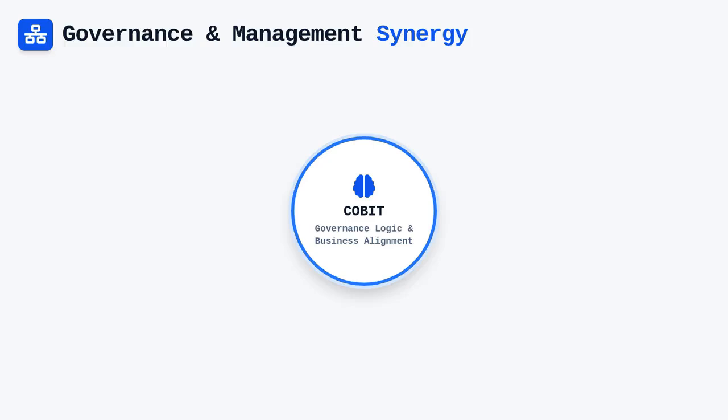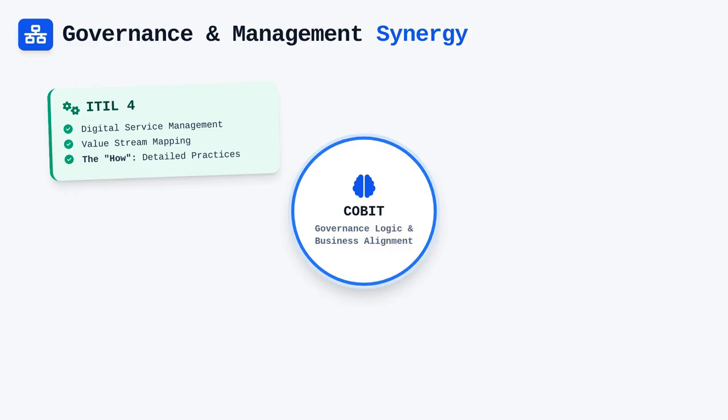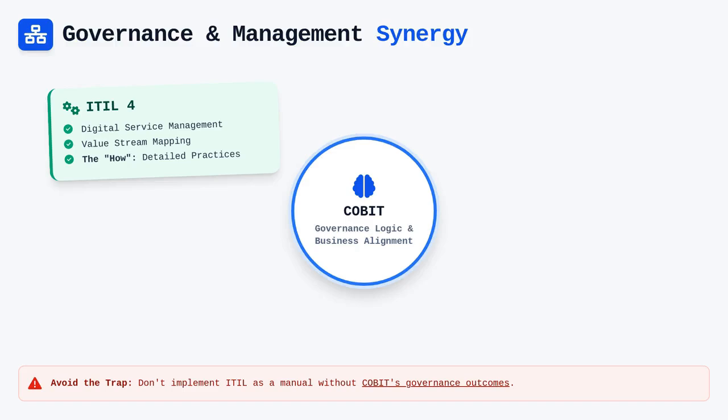Consider the relationship between COBIT and ITIL 4, which is one of the most common pairings in large organizations. While ITIL provides the detailed practices for digital service management and value stream mapping, COBIT provides the governance logic that determines why those services exist and how they align with business objectives. When we align these, we avoid the trap of implementing ITIL processes simply for the sake of following a manual with no clear governance outcome.